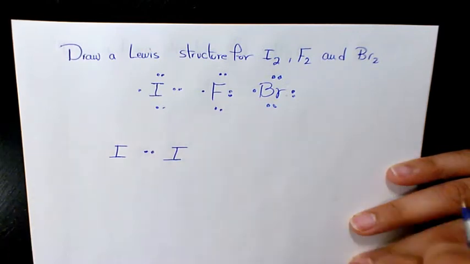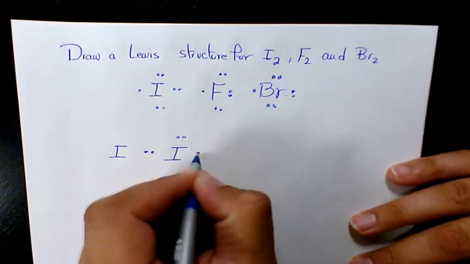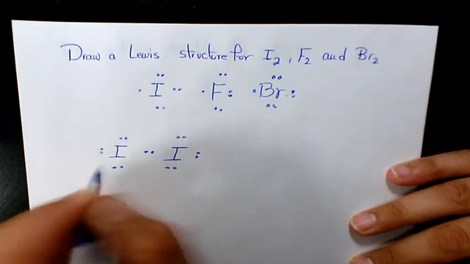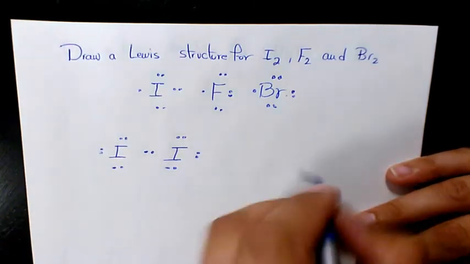We place 2 electrons here. 1, 2, 3, 4, 5, 6. 1, 2, 3, 4, 5, 6. As you see here, they follow the octet rule.